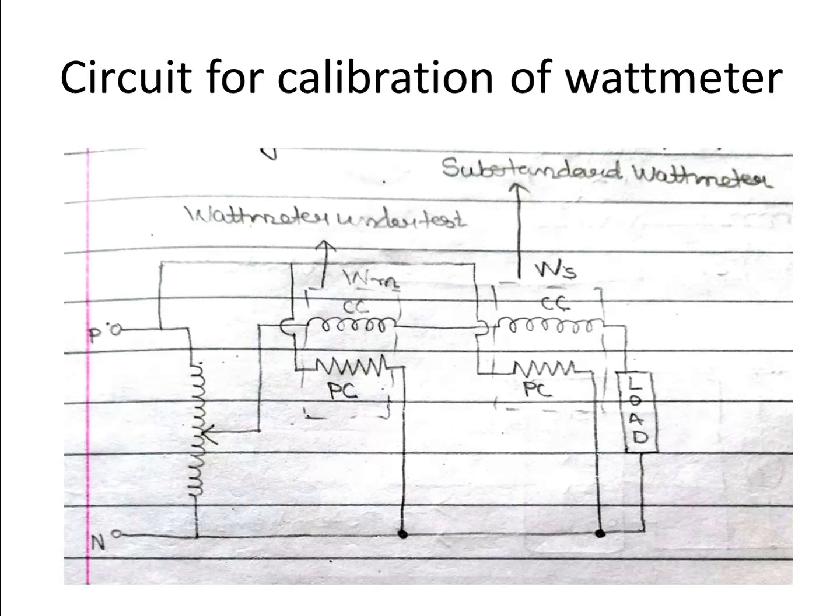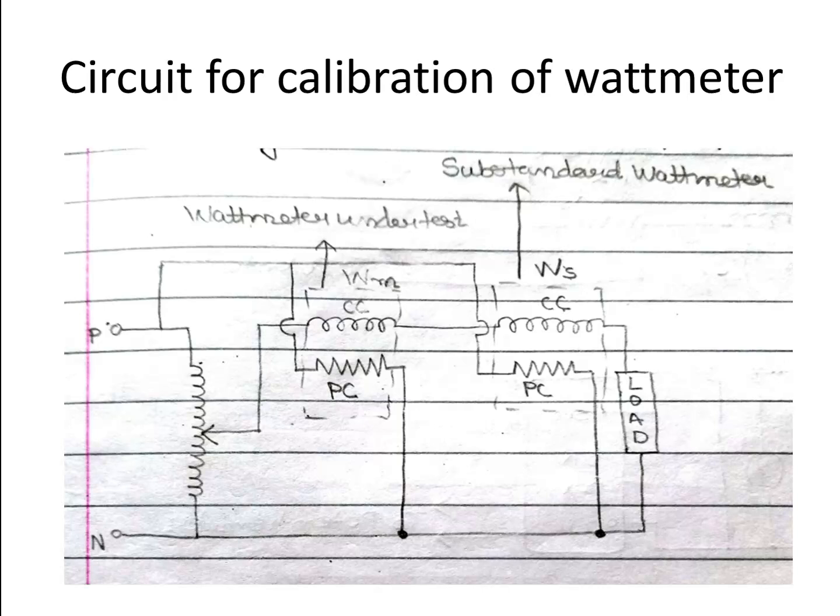So here also we have two wattmeters. First one is the test wattmeter and the second one is the substandard or reference or standard wattmeter. Now the current coils of both the wattmeters are connected in series with the load, while the pressure coils of both the wattmeters are individually connected in parallel across the supply. Now here we have a provision of varying the load as well as the supply voltage. So for that, variable load has been used and a potential divider has been used.